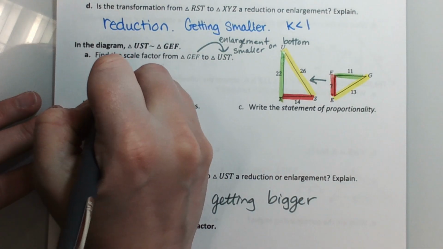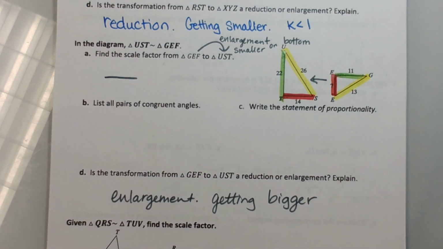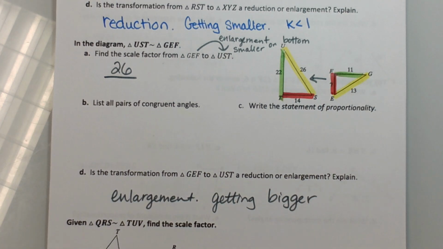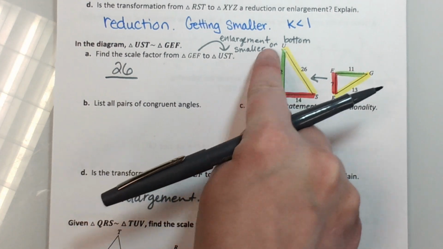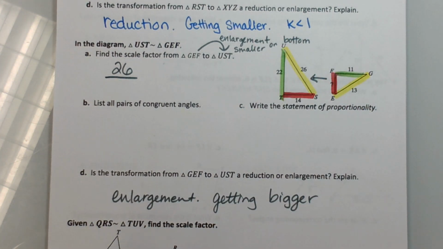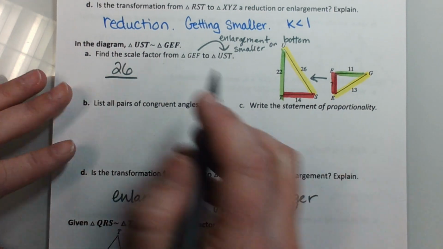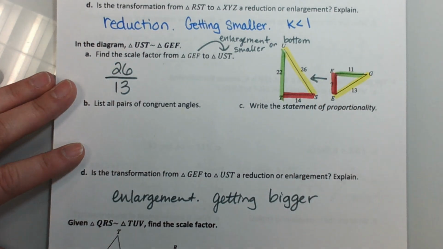Greta, which side length would you like me to put on the top of the fraction? Sure. 26 goes on top. As long as the smaller one goes on bottom, it doesn't matter which one you start with. You just got to make sure that on the other side of the fraction, you're matching up. Cam, if I'm putting 26 on top of the fraction, what has to go on the bottom of it? 13, because that's the corresponding side.